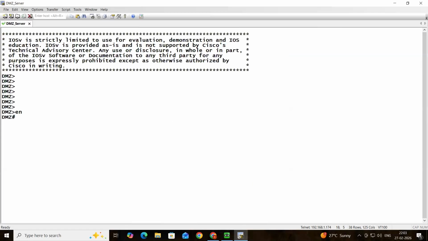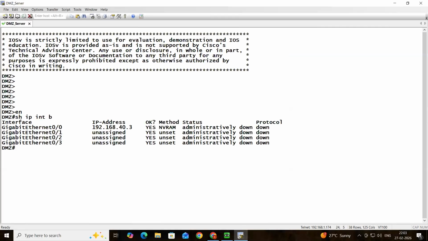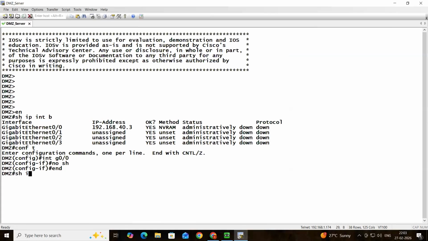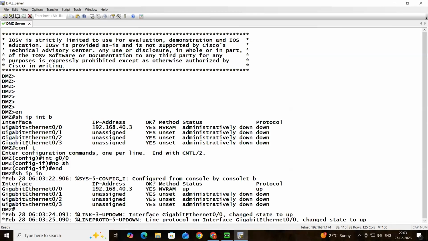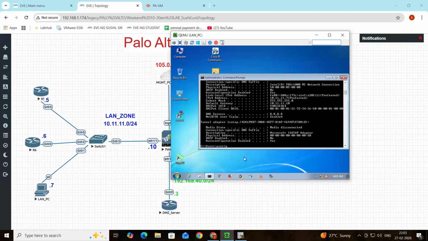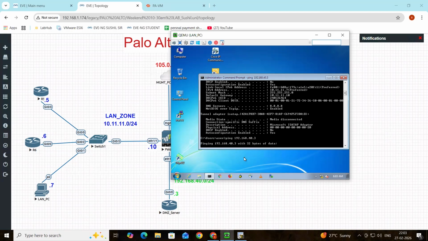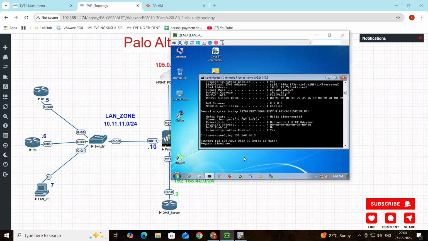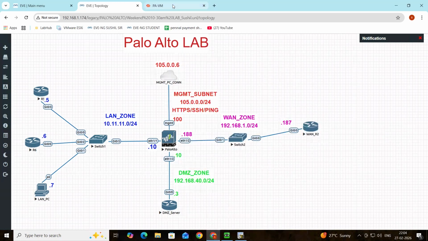Now, if I come here, show ip interface brief, interface 0/0. You can see this is our IP address, 192.168.40.3. And the IP of the PC is 10.11.11.7. So let's try communicating between them. Ping 192.168.40.3. Am I able to ping? The primary reason here is that we have an implicit rule which is denying the packet.